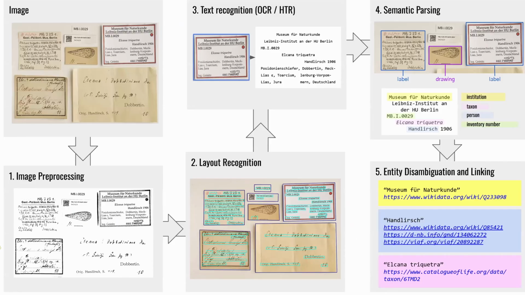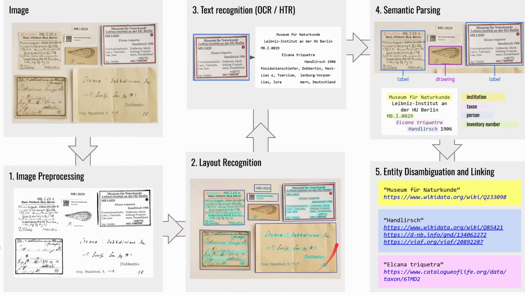The task of information extraction from digital images of the collection labels can be subdivided mainly into 5 functional steps. So when you start with the image that you've taken with a camera or a scanner, you do some pre-processing, which basically prepares the digital image to have optimal results for the analysis steps that follow.